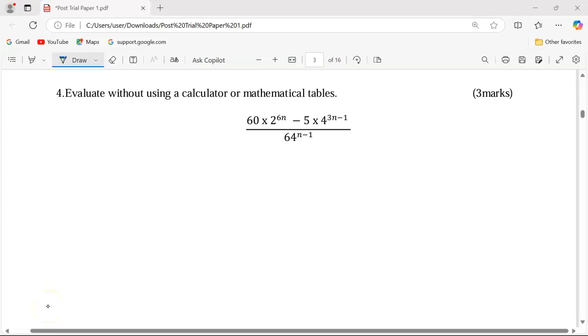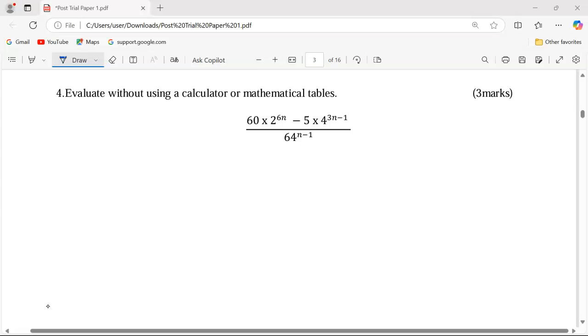We're going to discuss indices. The question says, evaluate without a calculator or mathematical tables 60 multiplied by 2 power 6n minus 5 multiplied by 4 power 3n minus 1 divided by 64 power n minus 1.